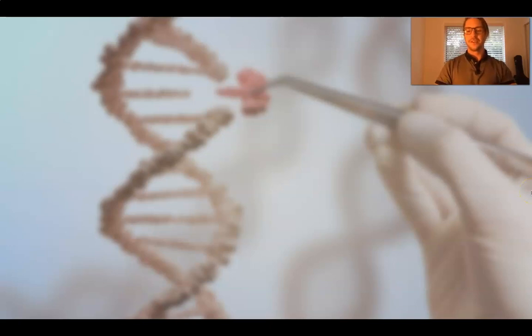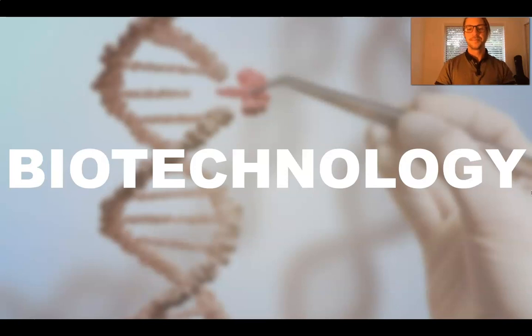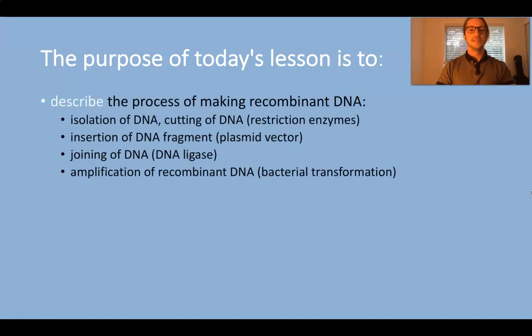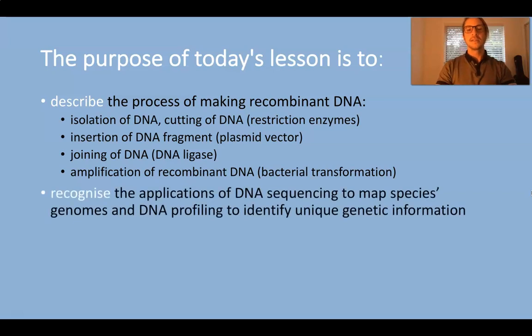It is on biotechnology. So the learning goals from QCAA. The purpose of today's lesson is to firstly describe the process of making recombinant DNA. We will discuss this in terms of isolation, insertion, joining of DNA, and the amplification of such. Secondly, to recognize the applications of DNA sequencing to map a species genome.